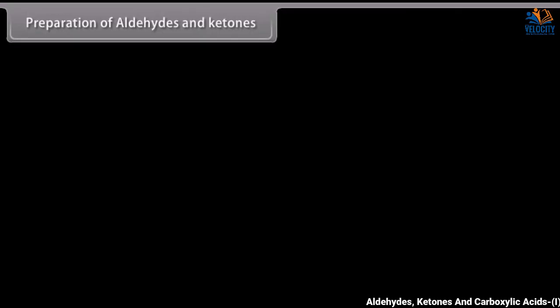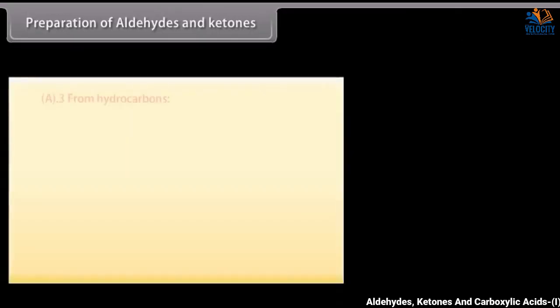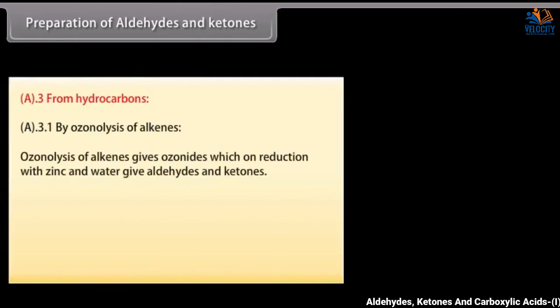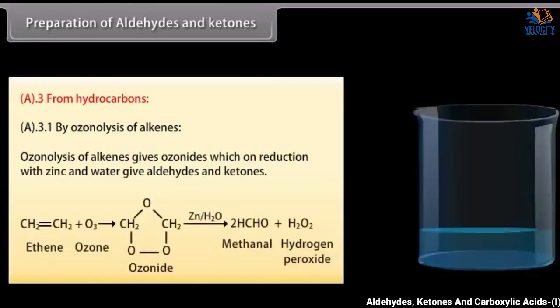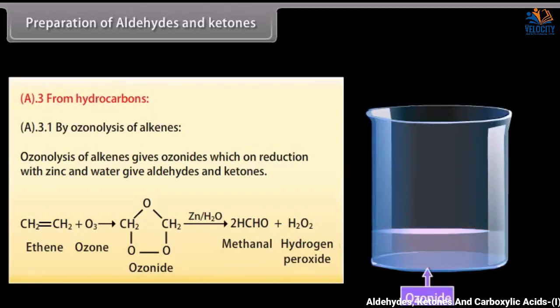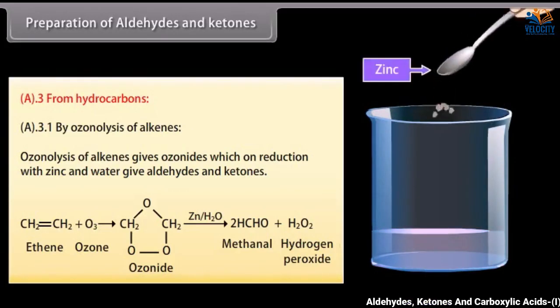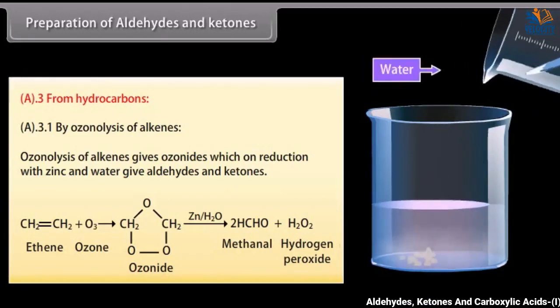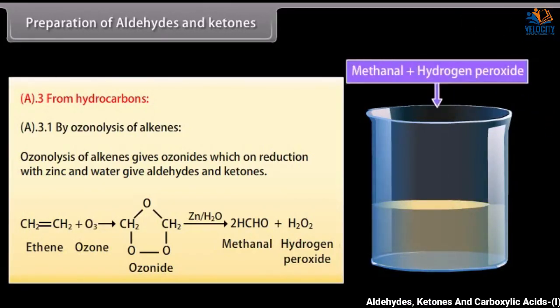Preparation of aldehydes and ketones from hydrocarbons. By ozonolysis of alkenes. Ozonolysis of alkenes gives ozonides, which on reduction with zinc and water give aldehydes and ketones. Ozone gas reacts with ethene and forms an intermediate, that is ozonide, in which some zinc is mixed along with water and forms methanal and hydrogen peroxide.